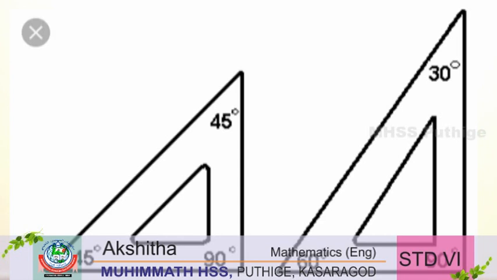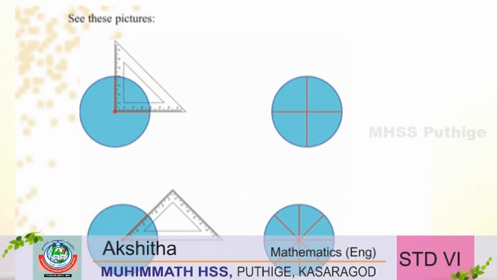In the second picture, three angles are different. 30 degree, 60 degree and 90 degree. Three corners are different. Remember dividing the circle into equal parts using set square. You can see that on screen. Here in the first circle divided into 4 equal parts. In the second picture, circle is divided into 8 equal parts.